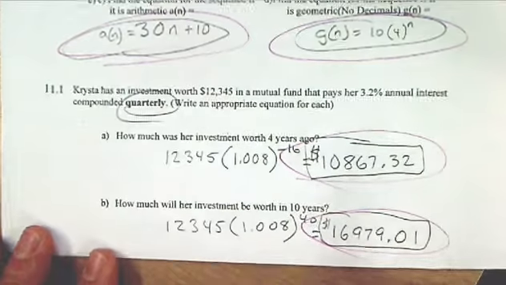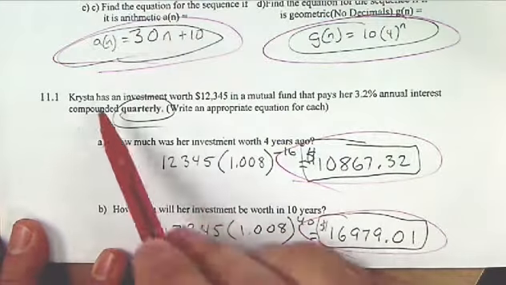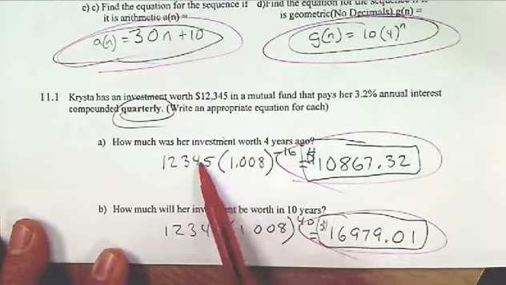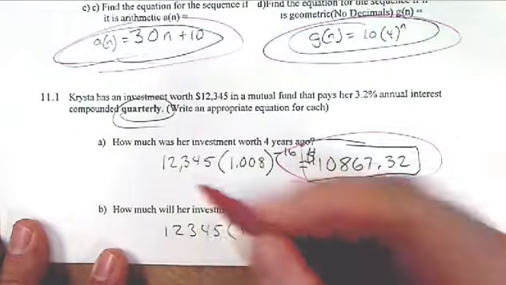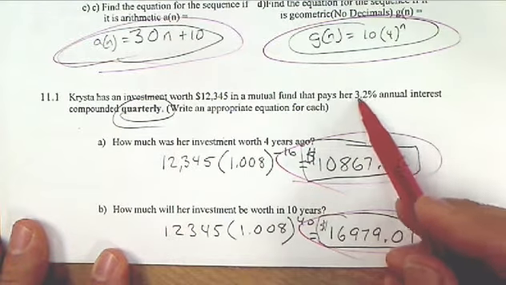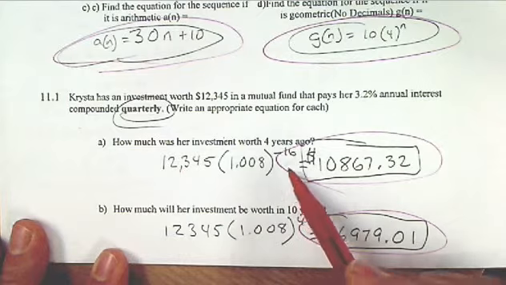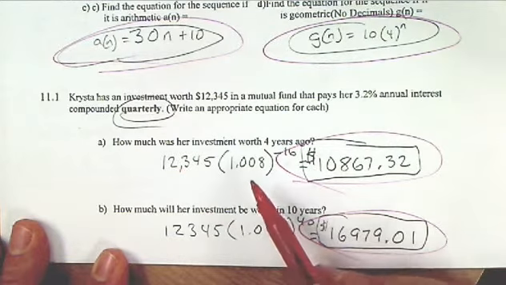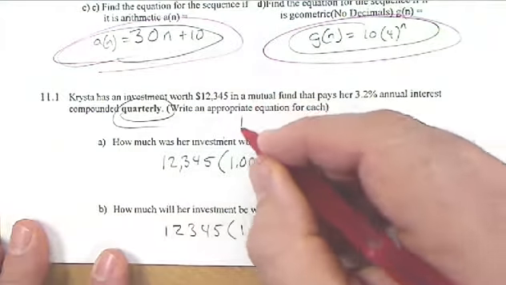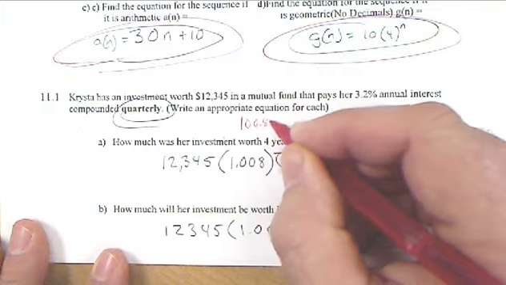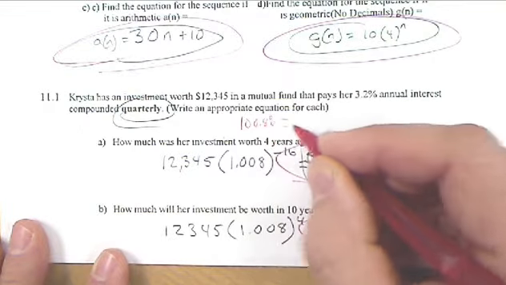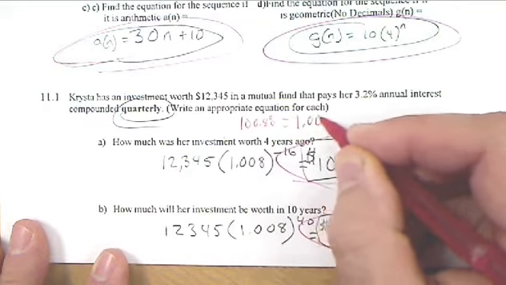New problem for the week. You have this much money, that's your initial value, and it pays her this annual interest quarterly, so I have to divide it by 4, and I get 0.8. Add that to 100%, and you get 100.8%, which as a decimal is 1.008.